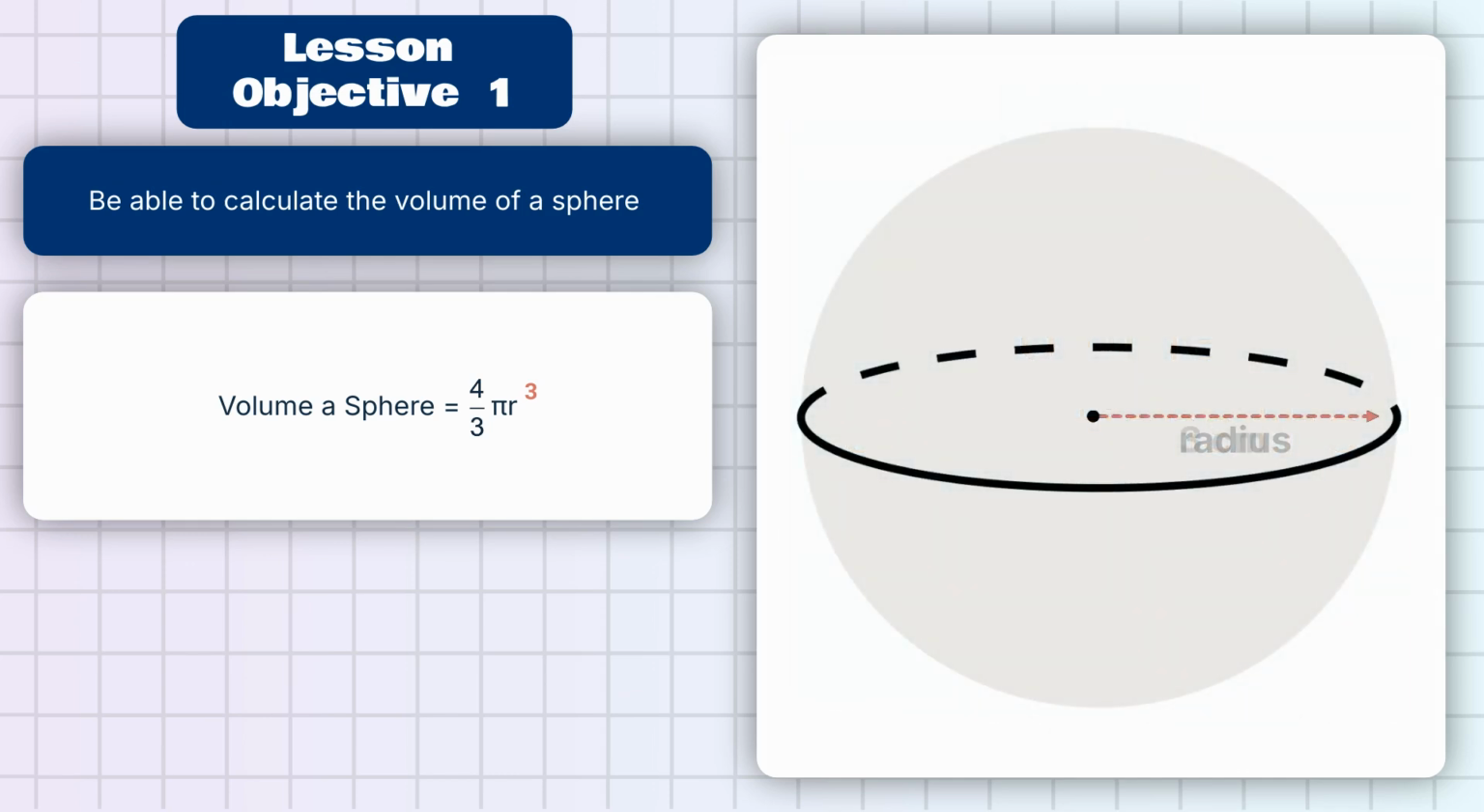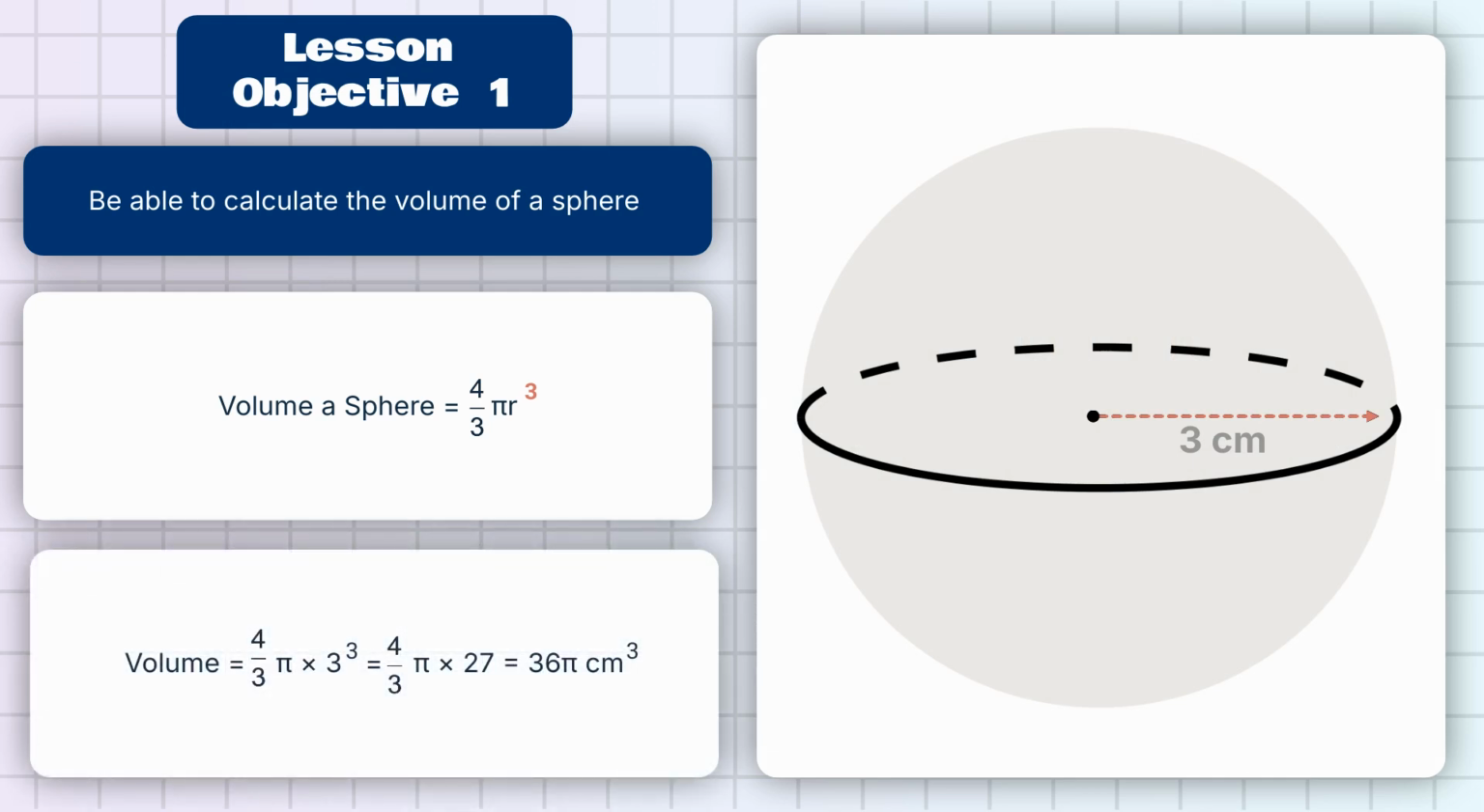For example, suppose we have a sphere with a radius of 3 centimeters. Its volume would be equal to 4 over 3 pi times 3 cubed, which simplifies to 4 over 3 pi times 27 equals 36 pi cubic centimeters.